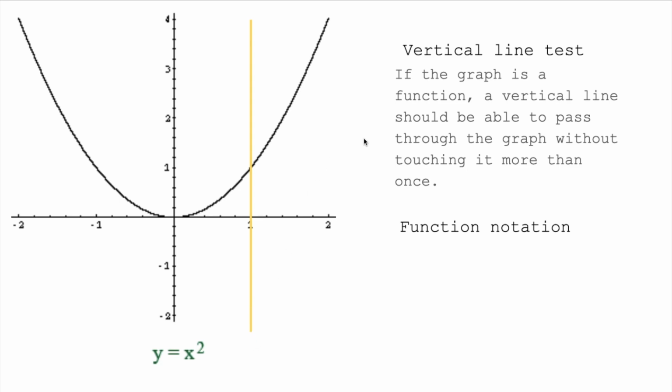Then there's something called function notation. All it is is swapping the y in an equation for f of x. So instead of saying y equals x squared, you say f of x equals x squared. The f represents the function and the x represents the input. Just as a quick note, x could be any letter. It could be a, it could be z, it could be theta, it doesn't matter. It just has to be the input value.